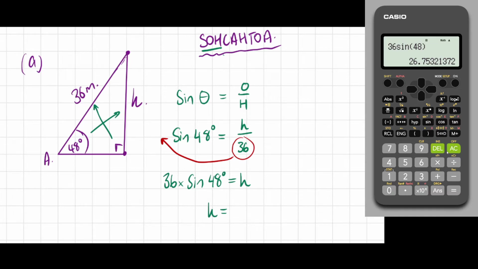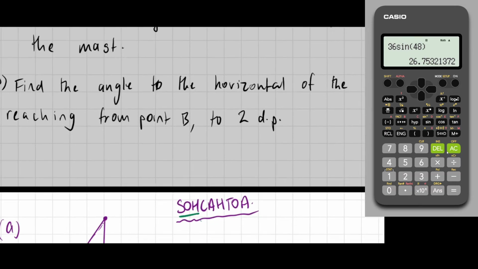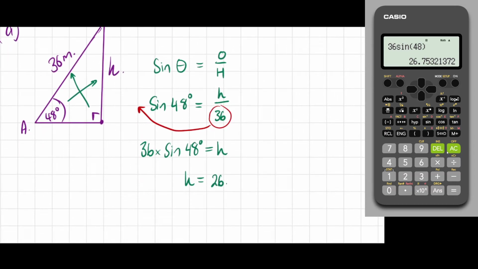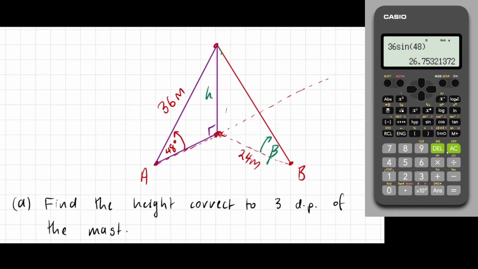and we get that the height of the mast is 26, and I think it's 3 decimal places. So the height is 26.753. So it's part A. Let's go back up to our picture. So that means that the height of this mast here is actually 26.753 meters.